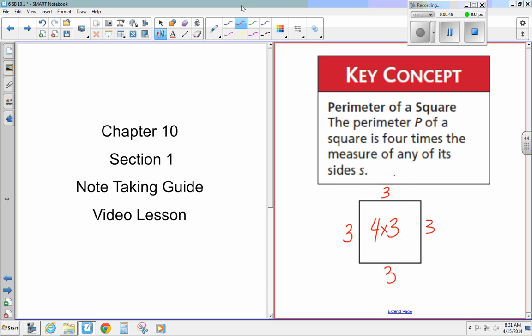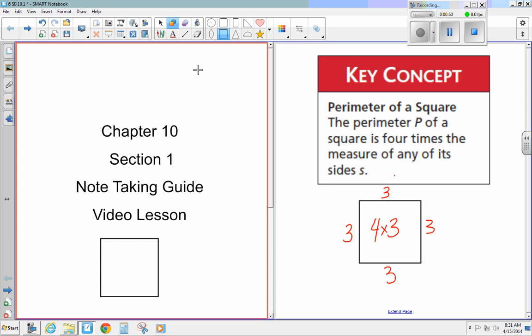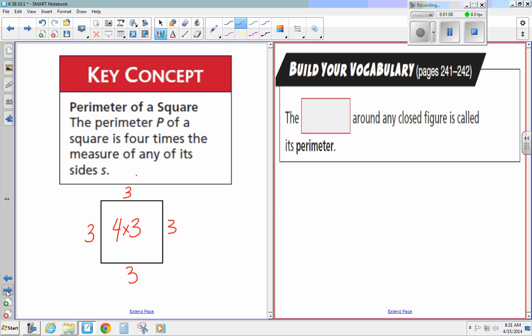So if you wanted to look at a formula, here's a square. If one of the sides is x, then the perimeter P is equal to 4 times x. So, here you go.